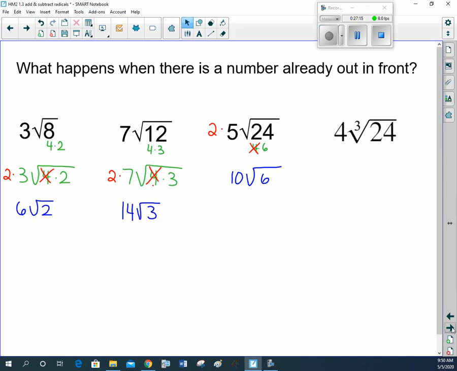Okay, cubed root. I'm going to do the same thing on this one. I'm going to use 8 times 3. So what is the cubed root of 8? The cubed root of 8 is 2, so the 2 comes out in front. 2 times 4 is 8. And then I have the cubed root of 3 left over. So I'm going to kind of start shortcutting my process here instead of writing down every step.